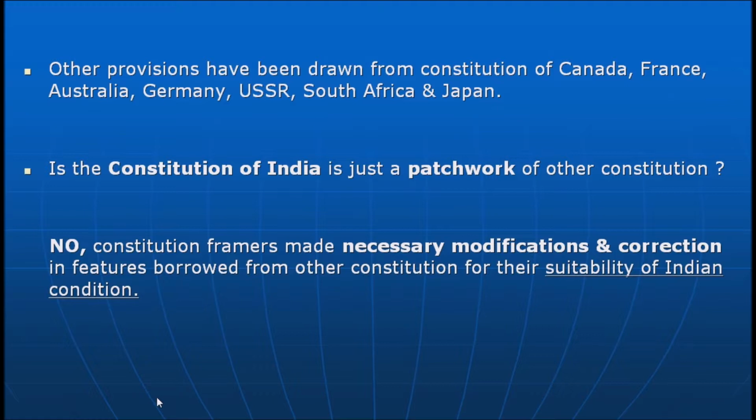So one question I would like to ask you all: is the Constitution of India just a patchwork of other constitutions? I will say no, because the constitution framers made necessary modifications and corrections. We have taken some of the provisions from different constitutions of the world, but we have not taken them as they were given in the constitution of the different country. We have modified and corrected those features which are suitable for the Indian condition. That's why we can say that it is not just a patchwork. We have taken it, but we have modified and corrected some of the provisions so that they were suitable from the Indian point of view.